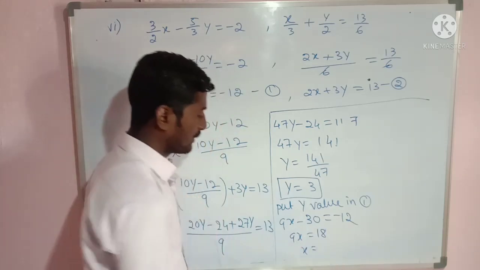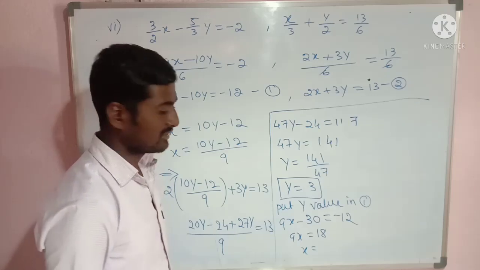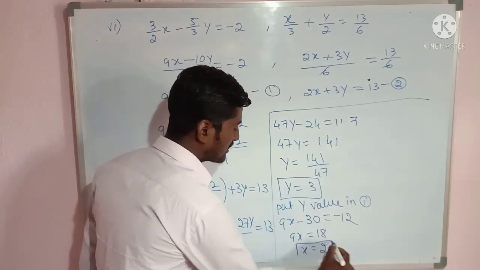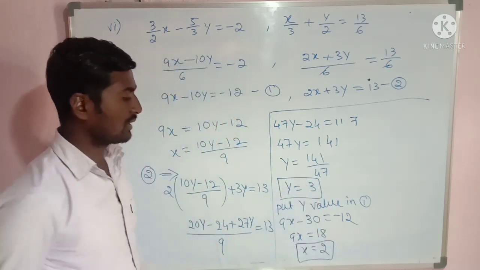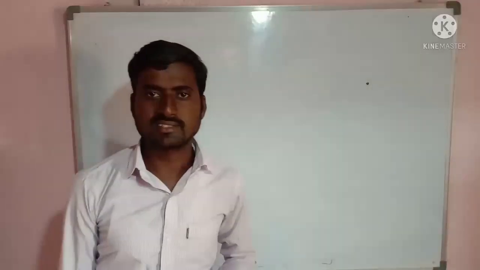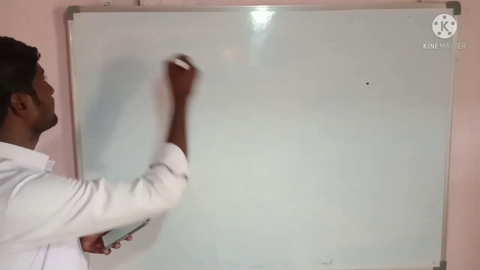Then I want x value. So x is equal to 18 divided by 9. So 9 2s are 18. So therefore x is equal to what? 2. Okay. So here I got the value of x as 2 and y as 3. Now the second main, you see the question.